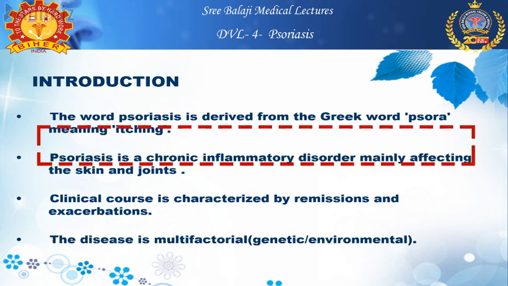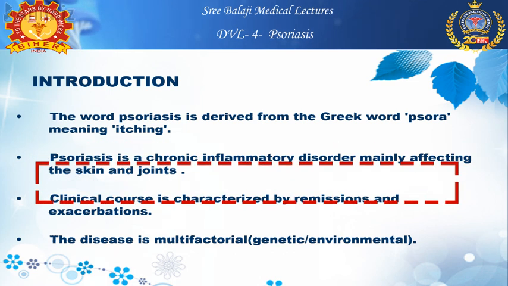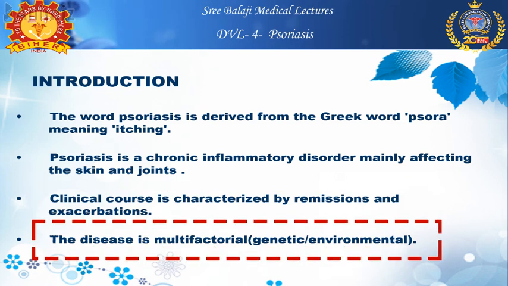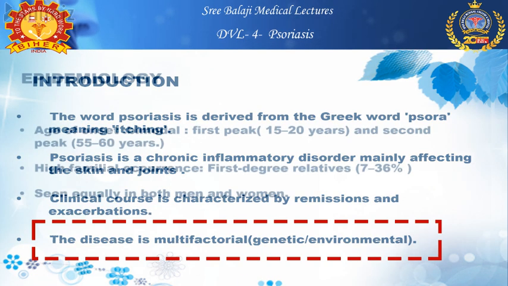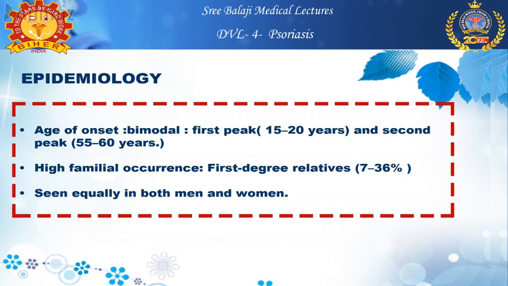Now, psoriasis is a chronic inflammatory disorder affecting the skin and also the small joints like the distal interphalangeal joints. The clinical course is characterized by remissions and exacerbations. And the disease is multifactorial with genetic and environmental factors playing a role in the causation. Now, the age of onset, there are two ages of onset. A first peak between 15 to 20 years of age and the second peak between 55 to 60 years.